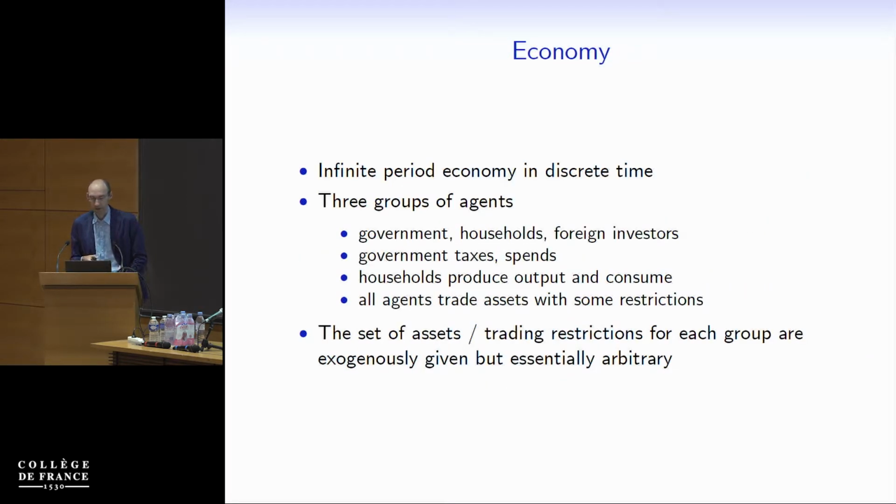We'll have an infinite-period economy in discrete time. There will be three groups of agents: government, domestic households, and foreign investors. The government will tax domestic households and spend money. Domestic households will produce output and consume. And all agents, government, households, and foreign investors, will trade assets, with some restrictions on who can trade which assets and how.